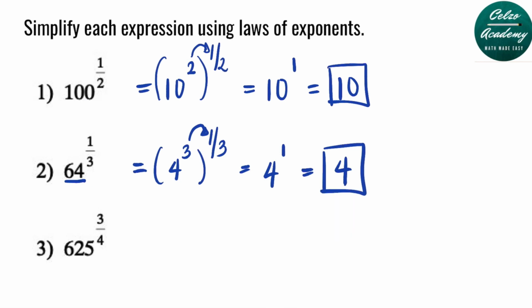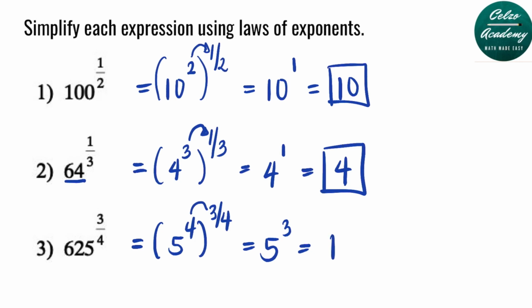Now let's simplify number 3. 625 to the power of 3 over 4. So again, the first step is to rewrite 625 using the exponent 4 or a multiple of 4. So what do you think is the equivalent of 625? 625 is the same thing as 5 to the fourth power. Using the power rule, we will keep base 5 and multiply the powers 4 times 3/4. 4 times 3 is 12. 12 divided by 4 is 3. And of course, 5 to the third power means 5 times 5 times 5, and that is 125.